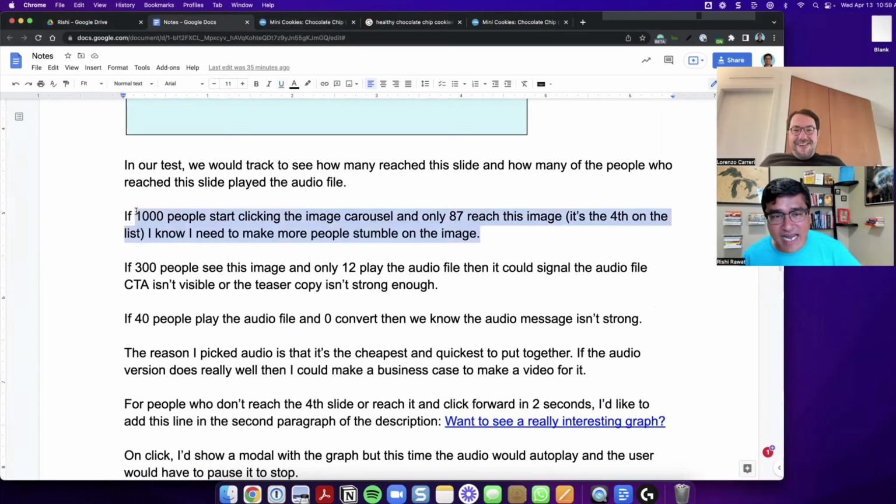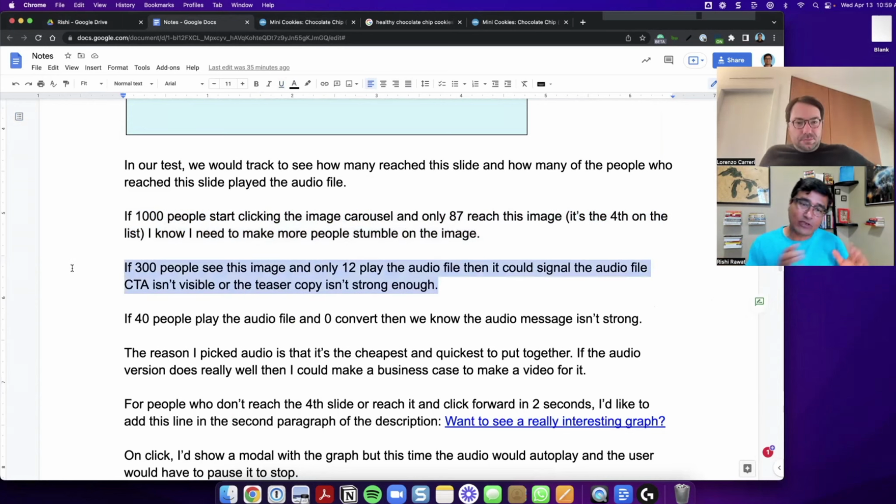But the idea here is that if 1,000 people start clicking the image carousel and only 87 people reach the fifth image, then I know that I need to help more people discover it. Now I have a new data point. On the other hand, if 300 people get to this image, but only 12 people play the audio file, then I know that the call to action visibility of the audio file was not high enough, and I can fix it. Once the optimizer knows specifically what the problem is, finding the solution is not difficult.